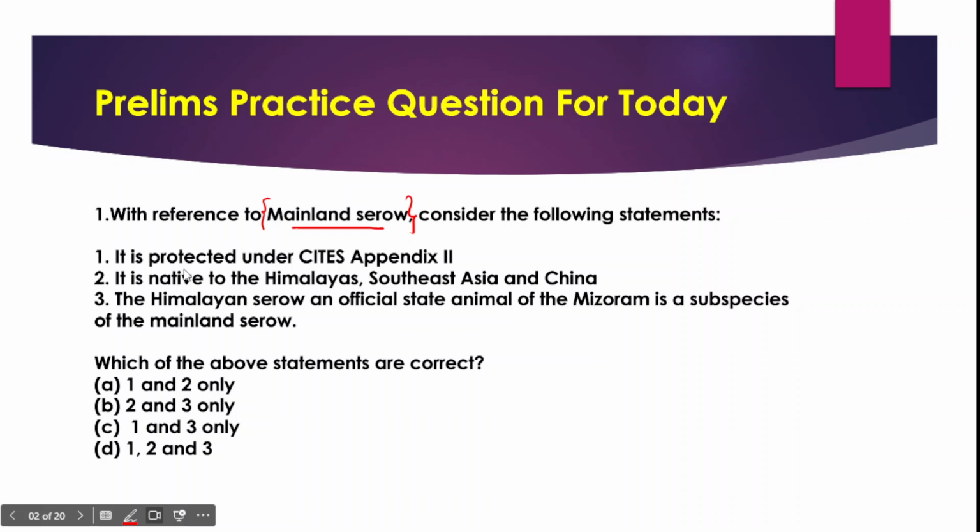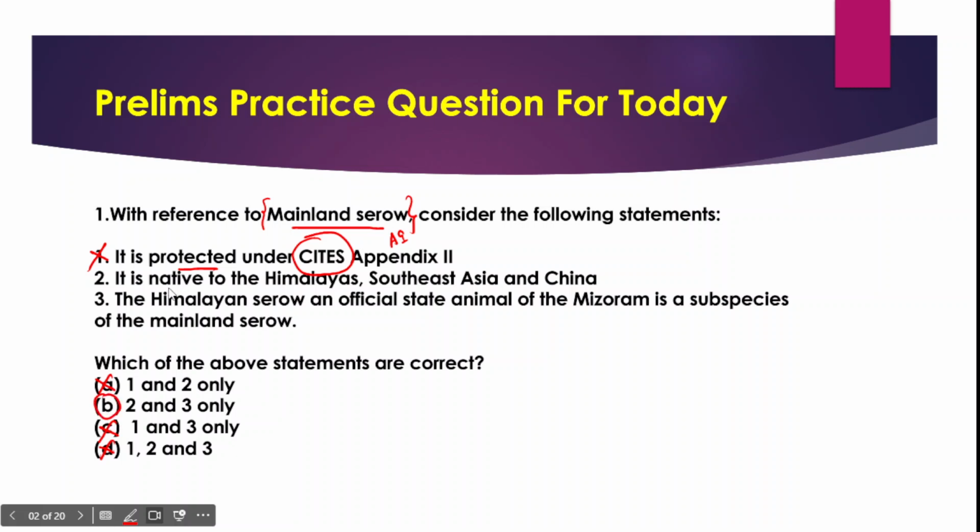If you look into the statements, it is protected under CITES Appendix 1, and CITES is the Convention on International Trade in Endangered Species. I have already explained that this mainland serow is placed in Appendix 1, not Appendix 2, right? So if you know about this, you can clearly eliminate statement 1, and you will be left with the other statements.